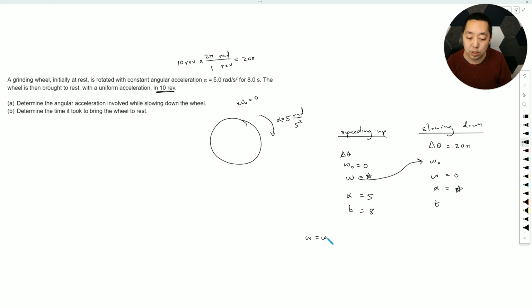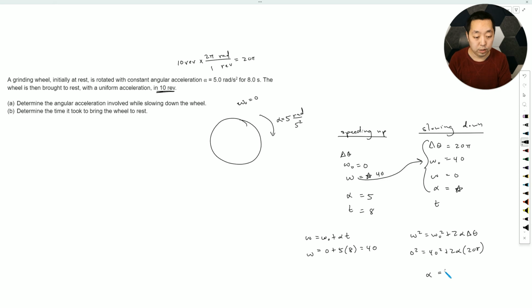So we're going to use this equation, and that's going to give you 0 plus 5 times 8, which is 40. So this is 40, and then that makes this 40. And now I have 3 quantities, and what equation relates those 4 variables is this one. Right? And so then we have 0 squared is equal to 40 squared plus 2 alpha times 20 pi. And then we can solve for alpha here. So that's going to be 40 squared divided by 2 divided by 20 divided by pi, and I get negative 12.7 radians per second squared.